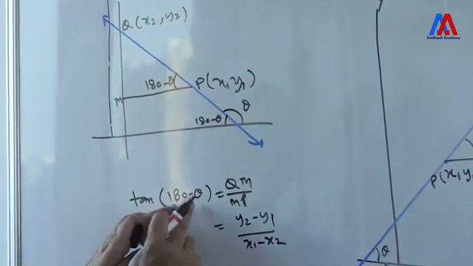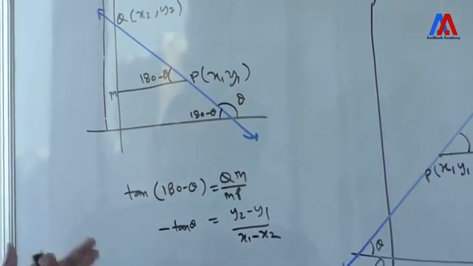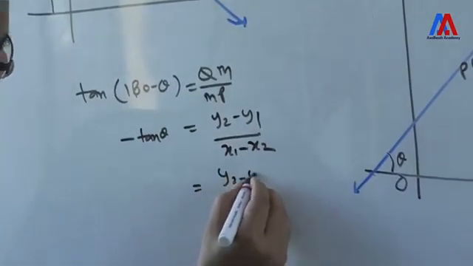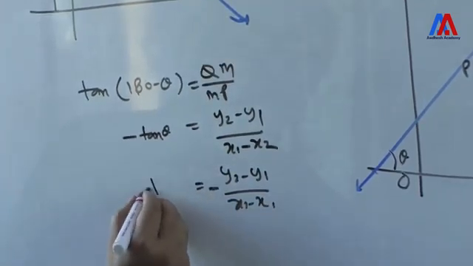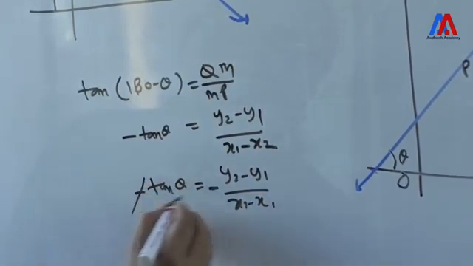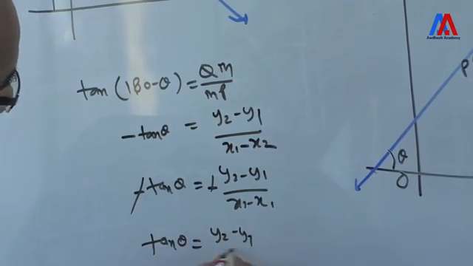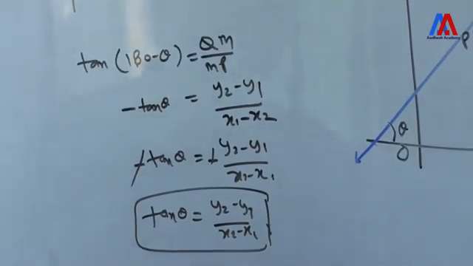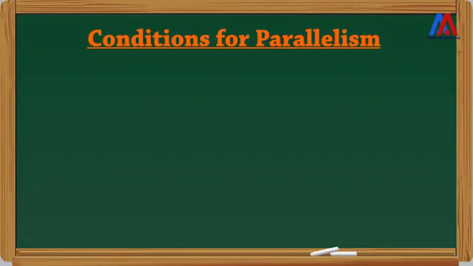Here we know tan(180 minus theta) is equal to minus tan theta. And therefore, we can write here (y2 minus y1) divided by (x2 minus x1), and we can take minus sign outside. So minus and minus will go, and finally we get tan theta is equal to (y2 minus y1) divided by (x2 minus x1). And this is the same formula which we got in case of line where the angle was an acute angle. Let us now find out the condition for parallel lines or parallelism.